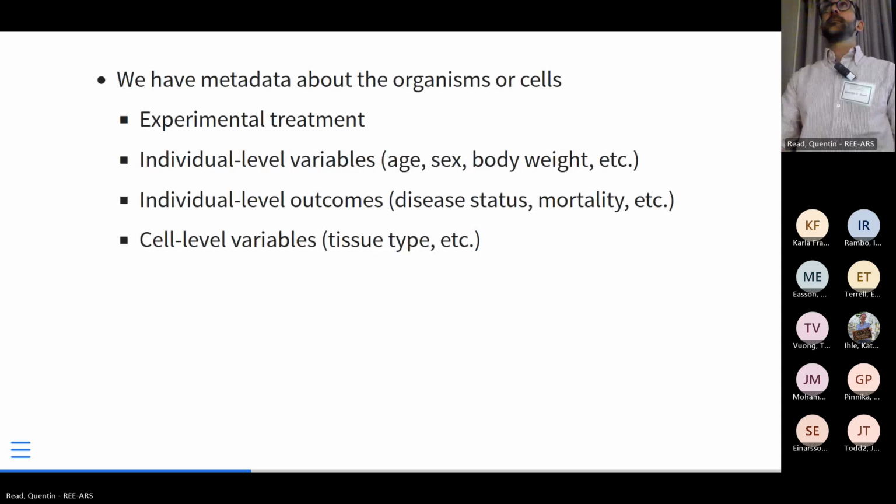And most of these omics data come from studies where we're testing something. So we usually have metadata or covariates about the organisms or cells, whether that's an experiment where they might be from different treatments, or observational covariates like age, sex, and so forth, or what tissues the different cells come from, if we're doing single cell sequencing.